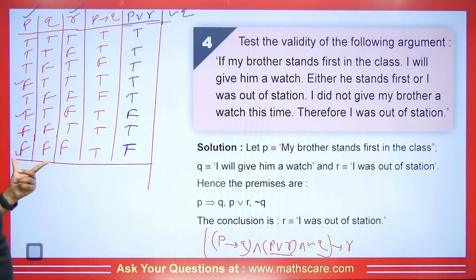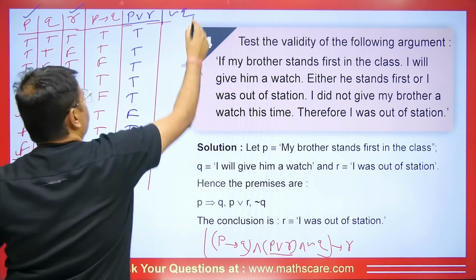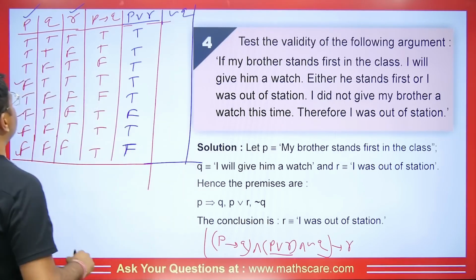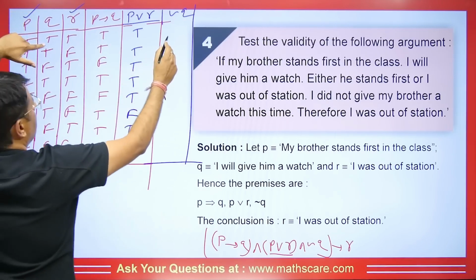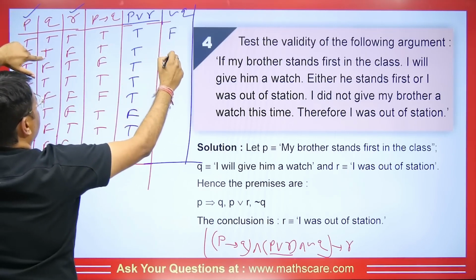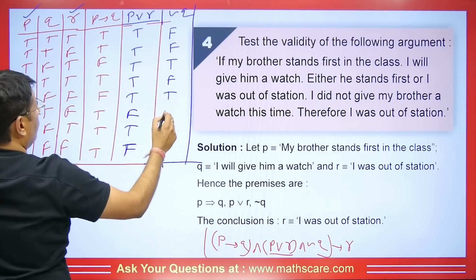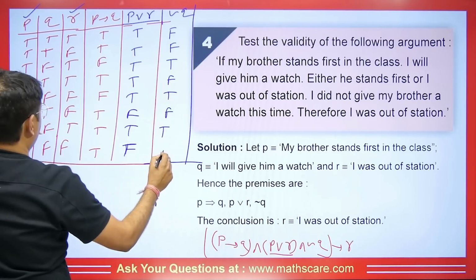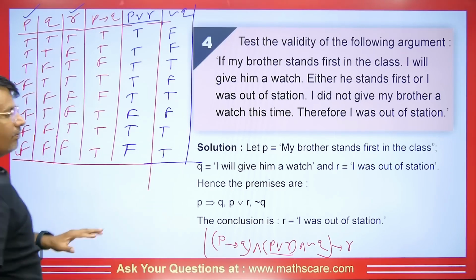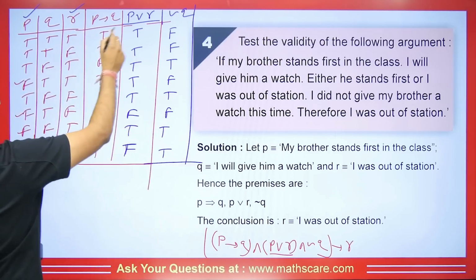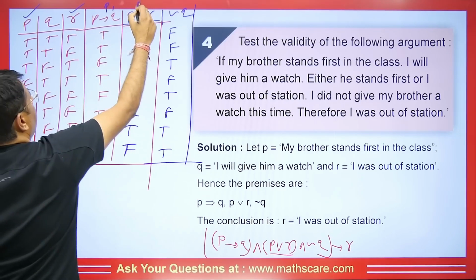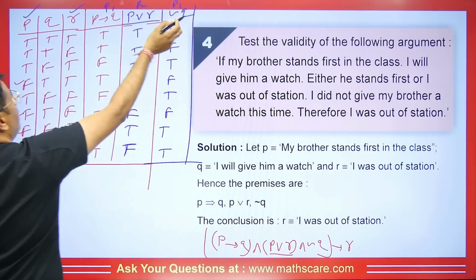Now let's talk about the negation of Q. The negation of Q, right? What is the negation of Q now? We have Q and we have to take out its negation. So it will be false and false. This will be true, false. This will be true, false. This will be true and this will be true. Now here we can check we have a P1 premise, P2 premise and P3 premise. And this will be our conclusion, right?